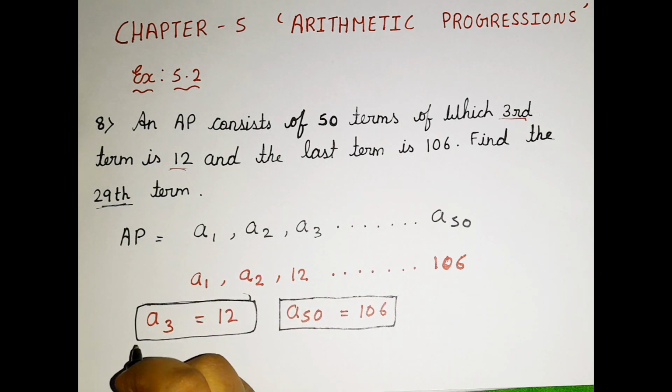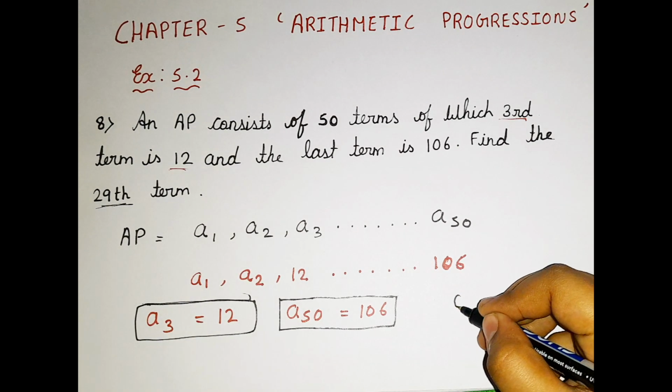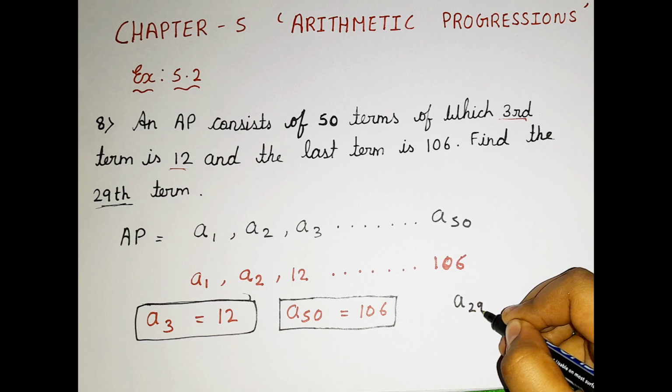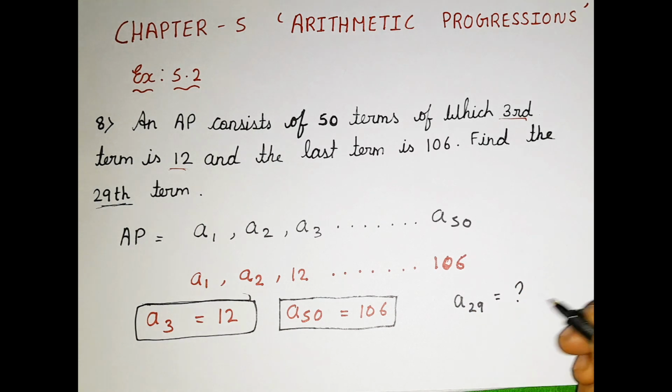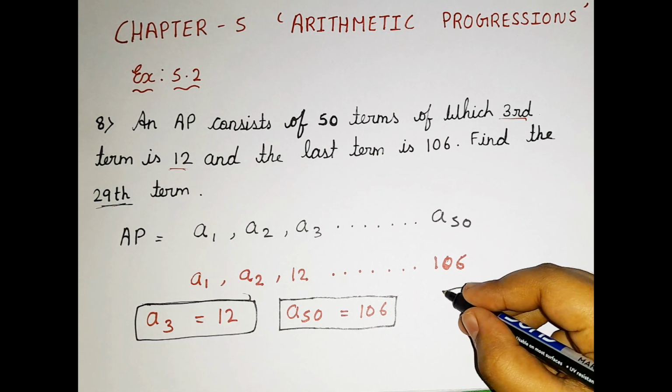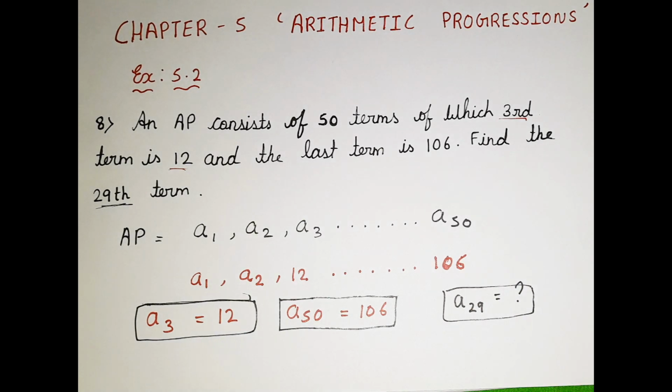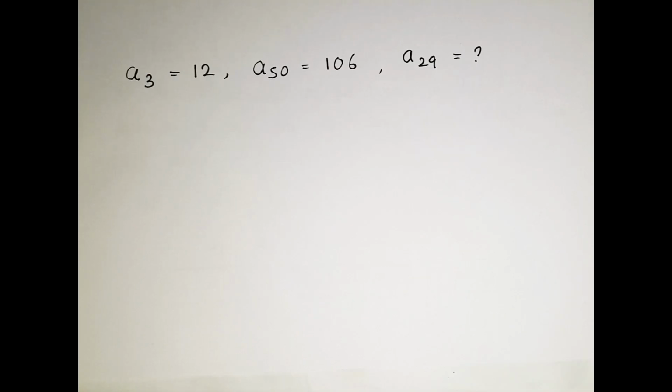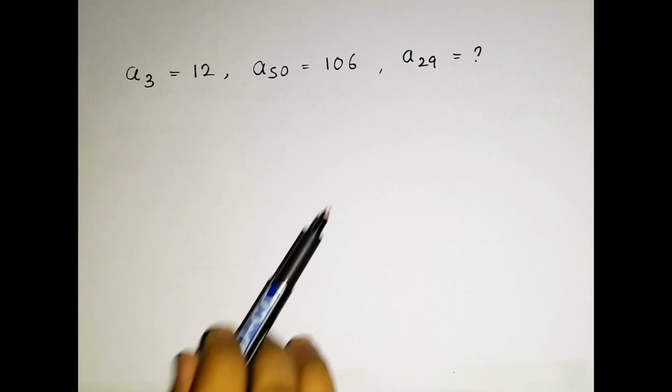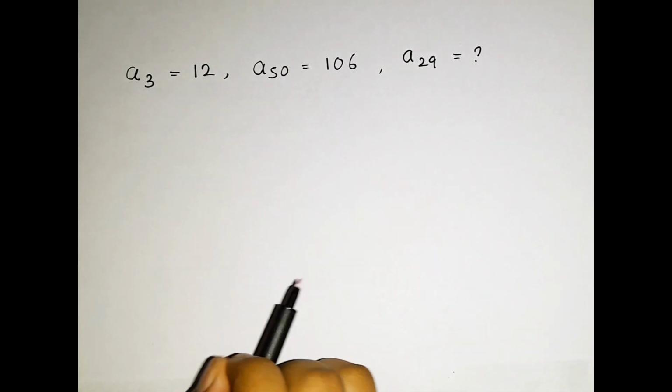Now we are going to solve it. First of all I am going to write these values as they are, and the 29th term, which we are supposed to find. So I can write A29 is equal to question mark. I just wrote the values as they are, and what we are supposed to find also I just wrote as it is.